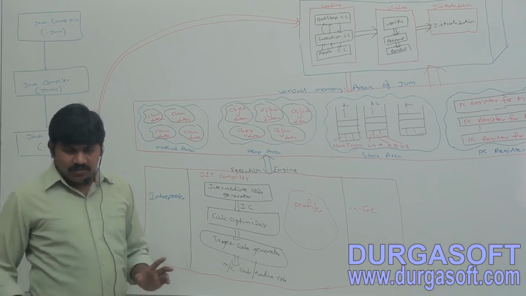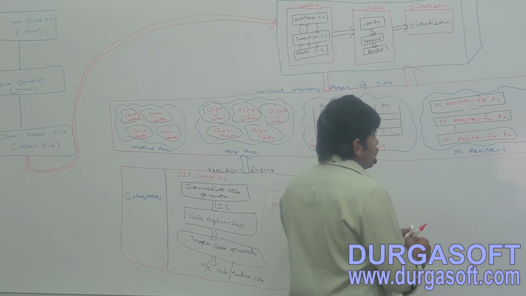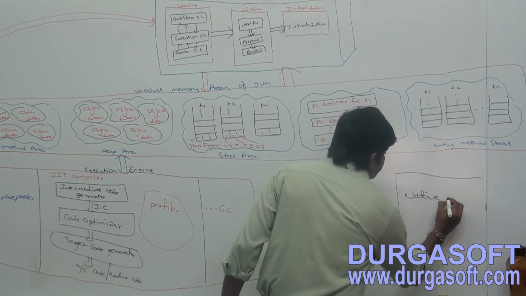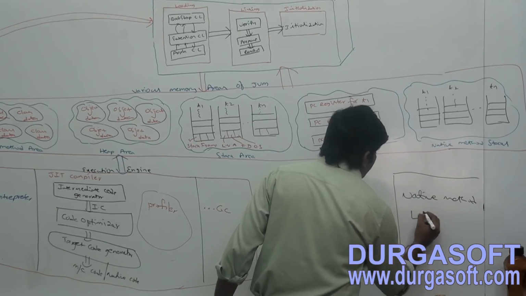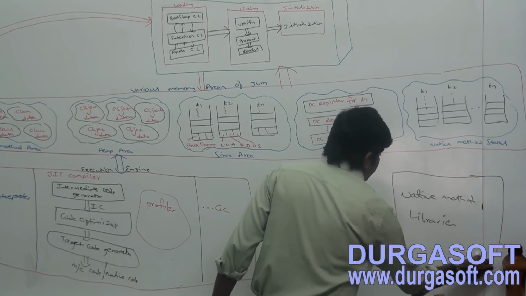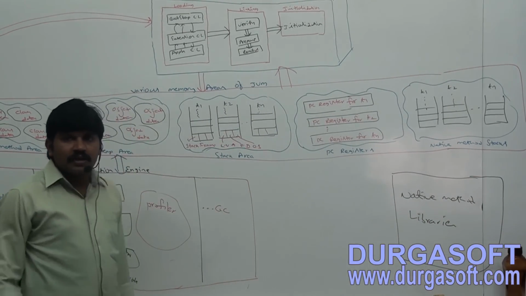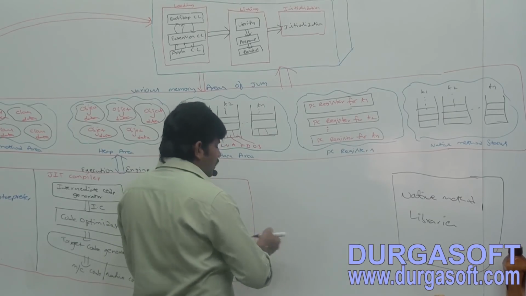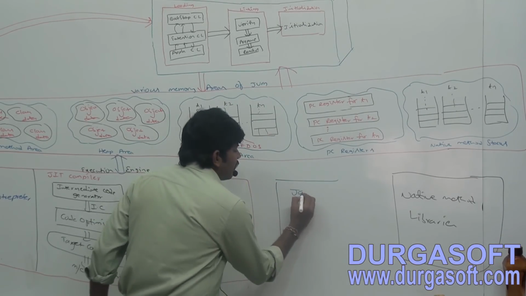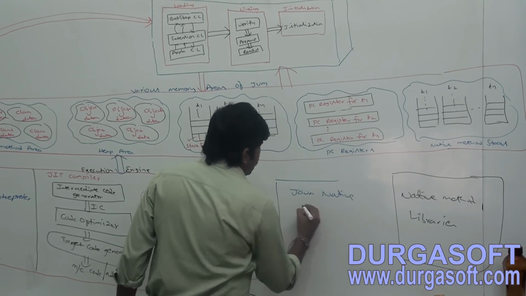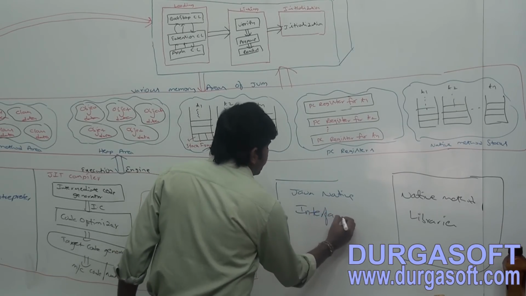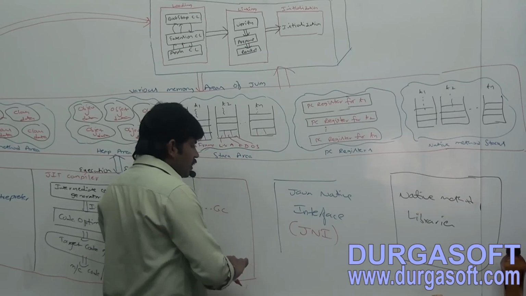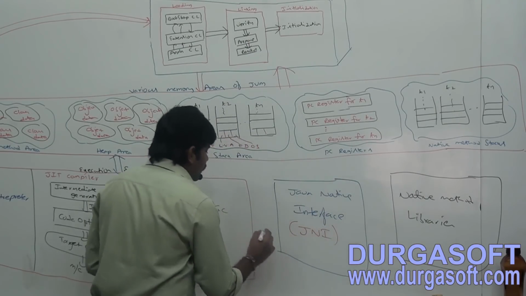Sometimes while executing a Java program, my execution engine may require native method libraries. Assume that native method libraries are available somewhere in the hard disk. Who is responsible to provide native method libraries information? The Java Native Interface, in short JNI, is responsible to provide native method information, right?